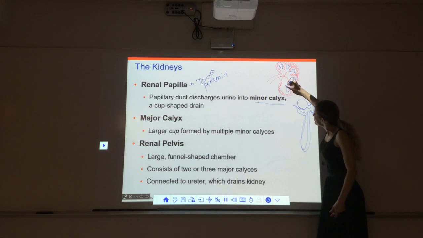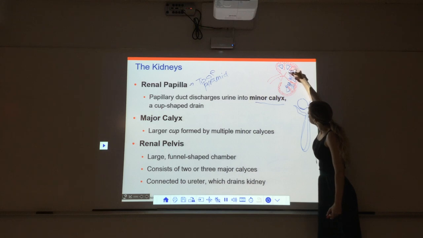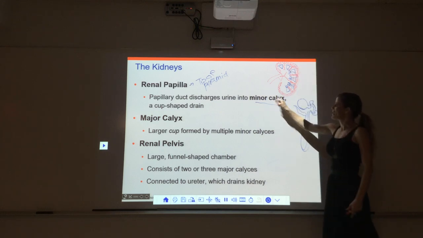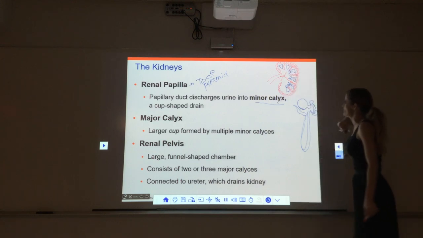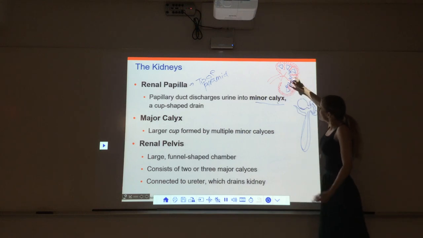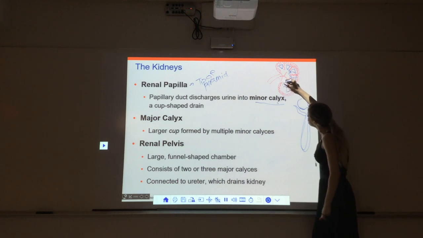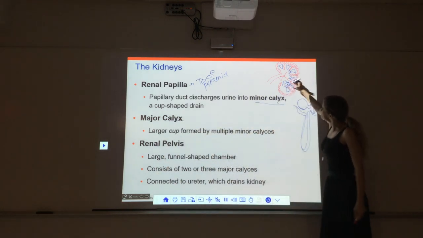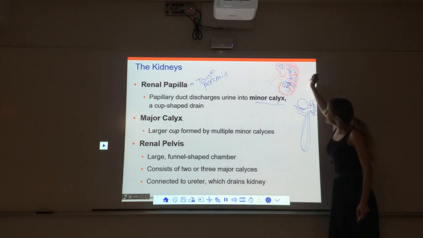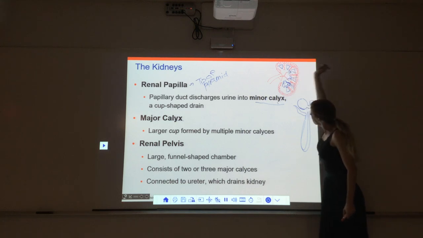At the base of this, we have another minor calyx. At the base of this papilla, another minor calyx. Right? So we have these little funnel-shaped cups called minor calyces at the tip, or the papilla, of each of these pyramids. Now, as these minor calyces collect urine and start to come together, they'll form larger funnels, like right here, and that's called a major calyx. So multiple of these little minor calyces come together and they form a major calyx. They are a major funnel.